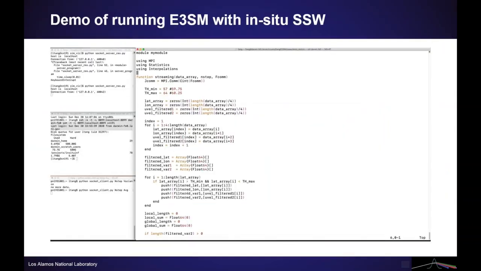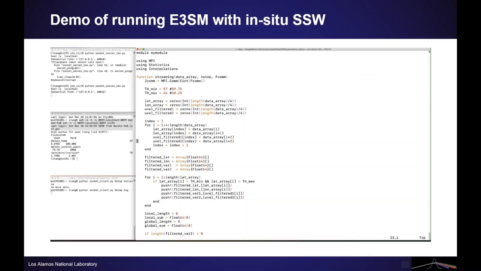This demo shows running E3SM with in-situ SSW data analysis on one of our local clusters. This run launches 118 MPI ranks on 2 nodes. We have a simple visualization setup here, like a listener and a plotter. You will see a real-time visualization in a few seconds. Here, I'm just showing you about 30 seconds of running SSW because the whole run will take about 2 minutes.